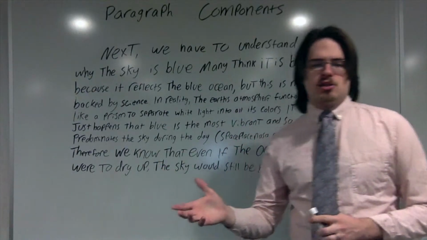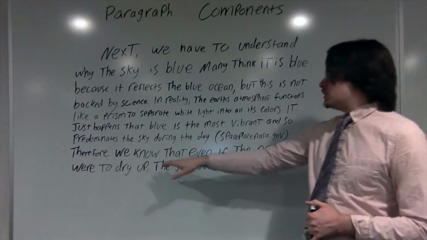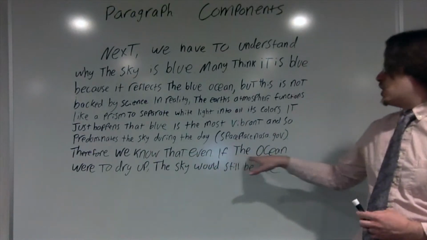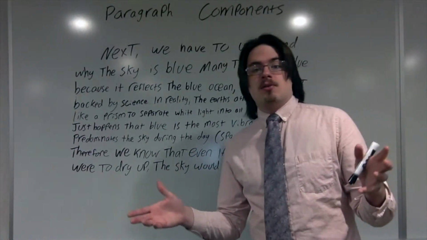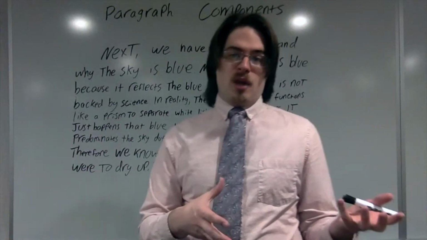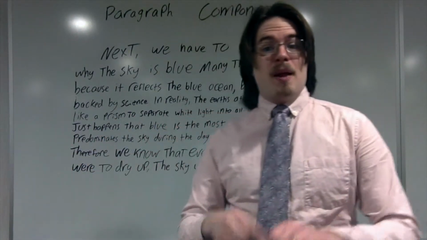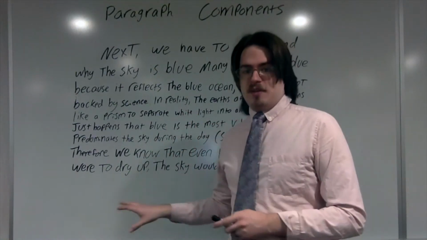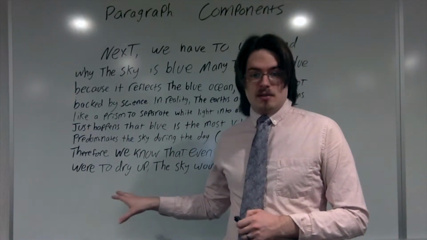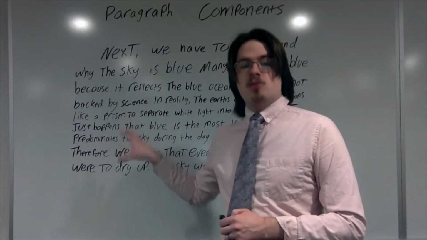Then finally, we get to our conclusion. Therefore, we know that even if the ocean were to dry up, the sky would still be blue. So the conclusion is the sky's blueness is not dependent upon the ocean's existence. Now, depending on how the paper is, its own thesis is, you might actually have a different conclusion sentence. You may have the same details, but maybe use them for a different conclusion.